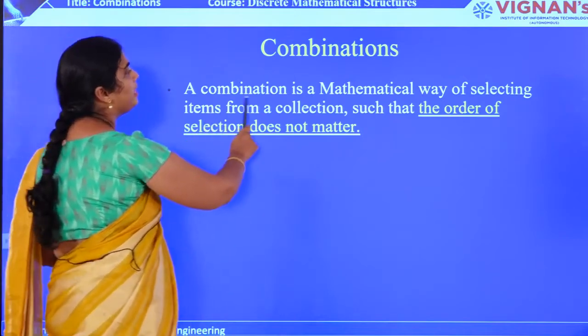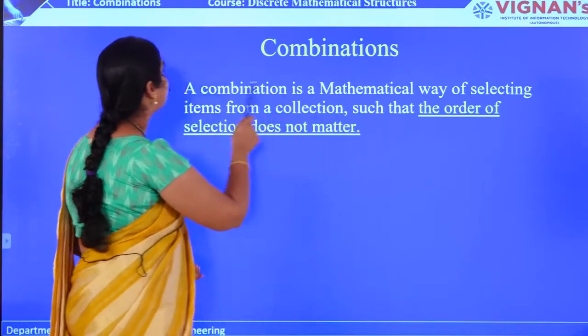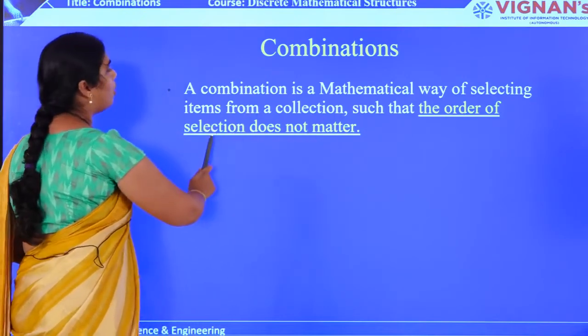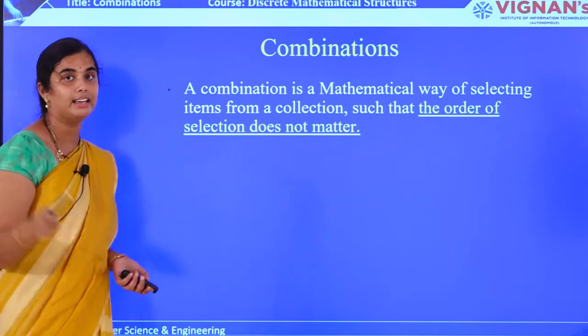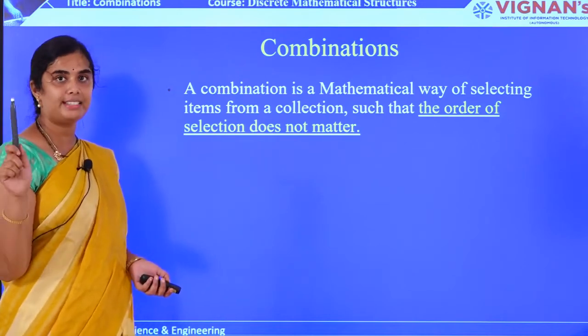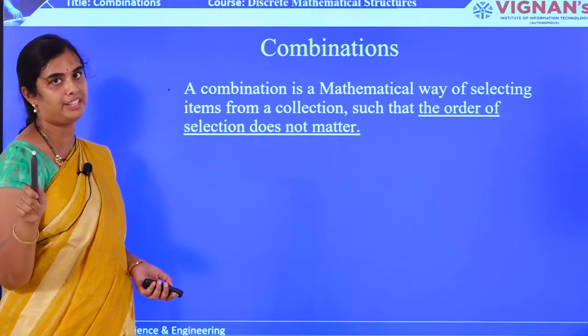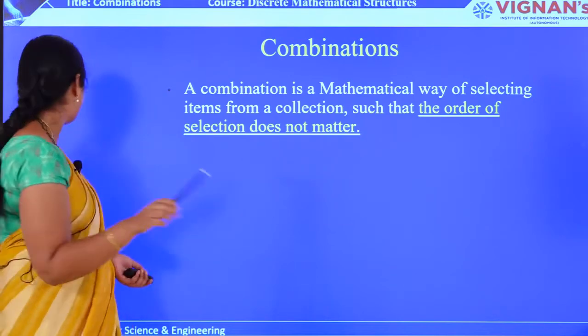See, a combination is a mathematical way of selecting items from a collection such that the order of the selection does not matter. In the case of permutations, I said the order does matter, but in the case of combinations, the order of selection doesn't matter.